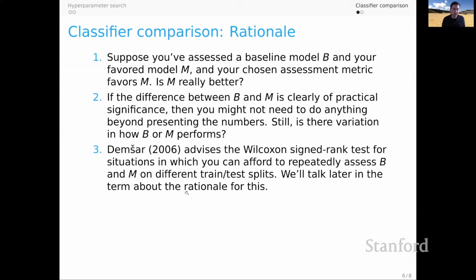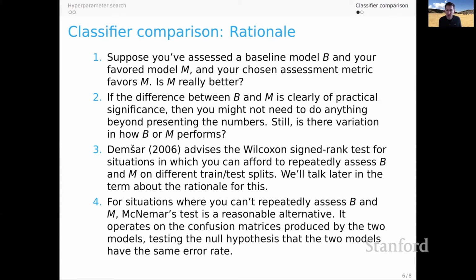Now, there's this nice paper by Demšar, 2006, that advises using the Wilcoxon signed rank test for situations in which you can afford to repeatedly assess your two models B and M on different train test splits, right? And we'll talk later in the term about the precise rationale for this, but the idea is just that you would do a lot of experiments on slightly different views of your data, and average across them to get a sense for how the two models compare with each other.